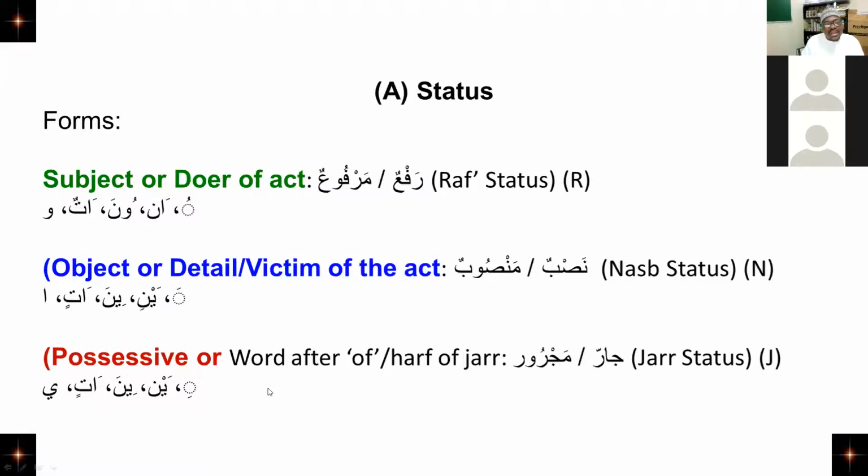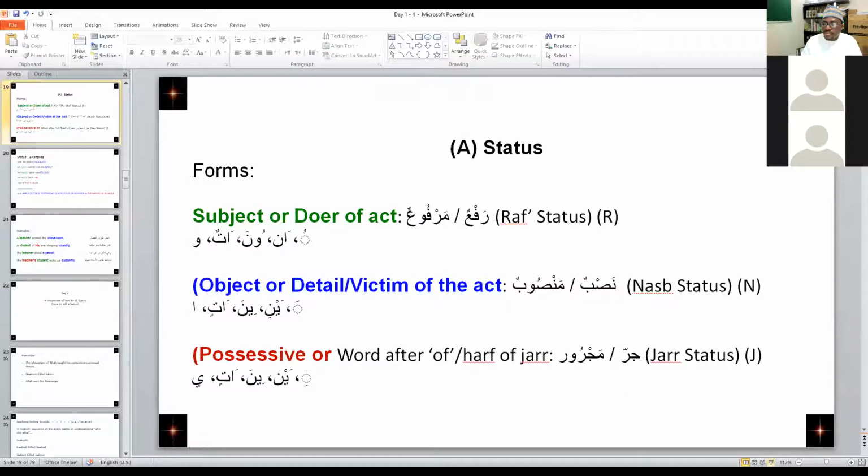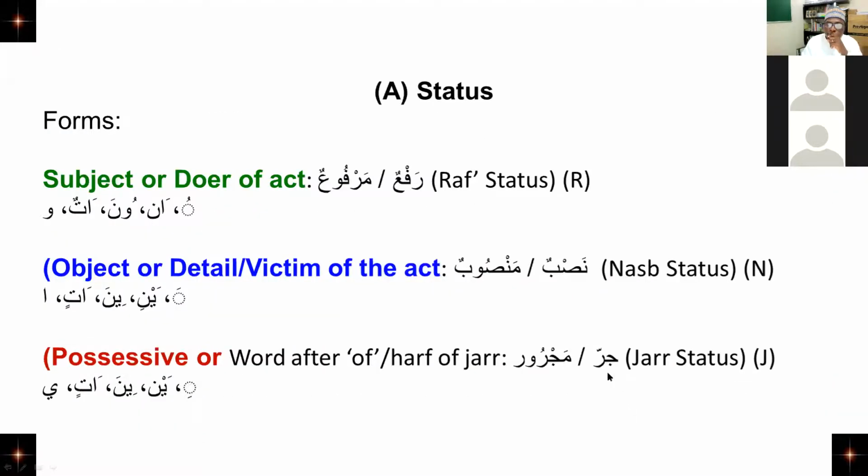Now let's go to the jar status. An ism is said to be majroor if it is in the status of jar, not jarun. I need to correct this, not jarun, but jar. So we say this ism is majroor because it's in the status of jar. So jar is the status. Majroorun is the identity of that ism which is in the status of jar.